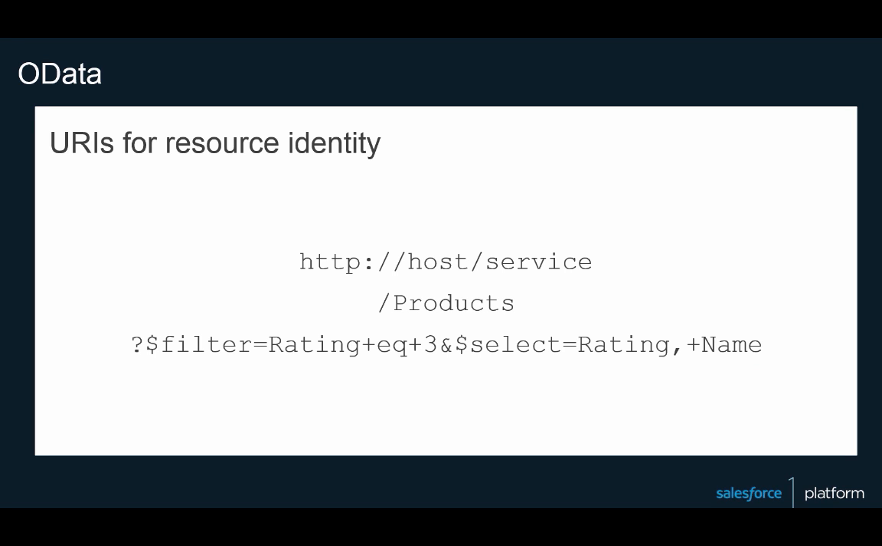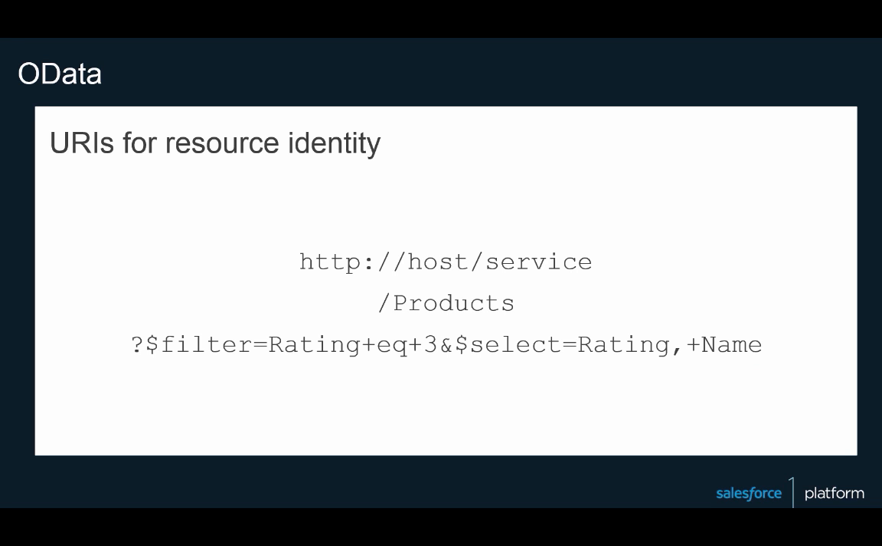So I've broken out the URI onto 3 lines here. The first line is the service route. So it'll typically be HTTP or HTTPS. There'll be some host and some service path. So that might be my SAP server / order database.